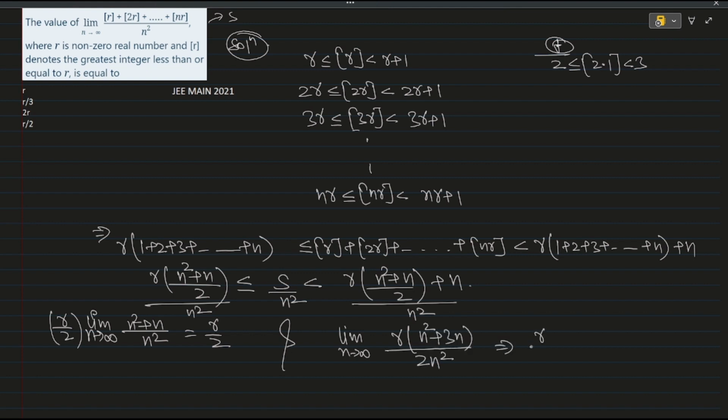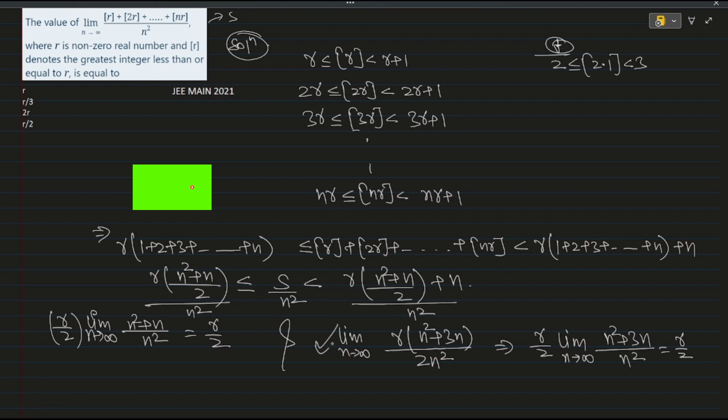Again to solve this, you can take r by 2 outside, limit n tending to infinity of n square plus 3n, divided by n square. Again polynomial over polynomial, limit n tending to infinity, the answer is 1. So again it is r by 2. This is also giving r by 2, this is also giving r by 2, so the answer of our question is also r by 2. Got it? I hope you understand.